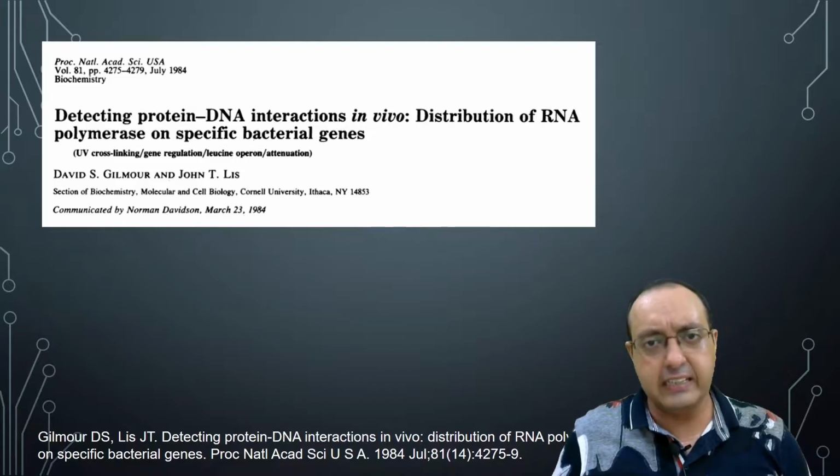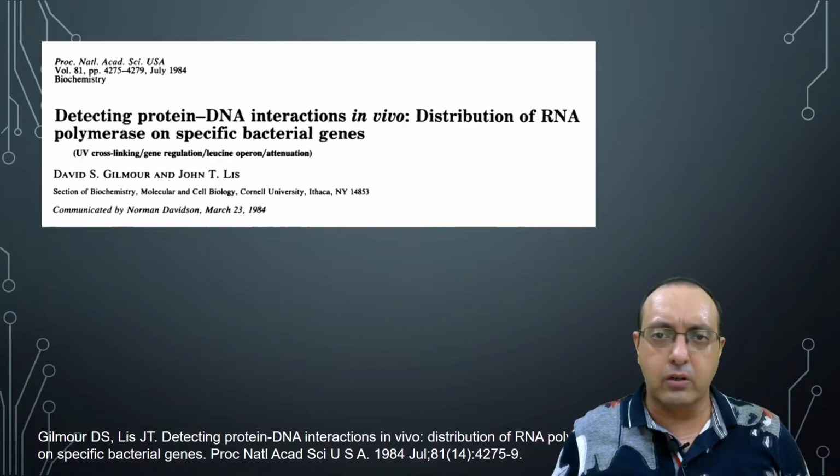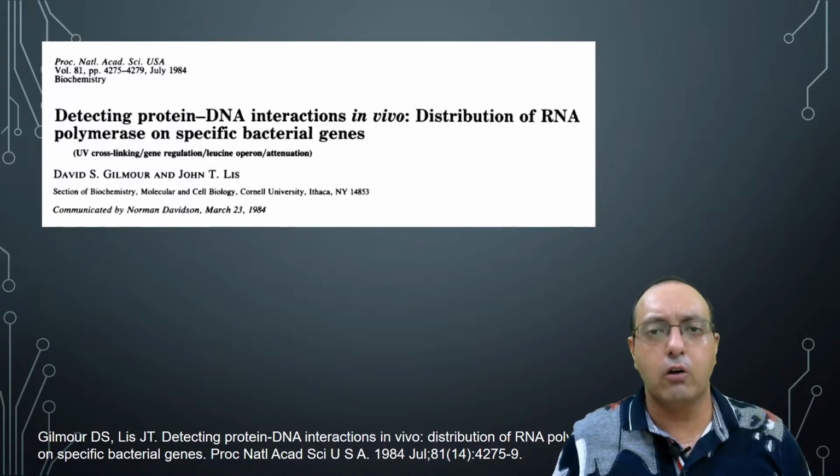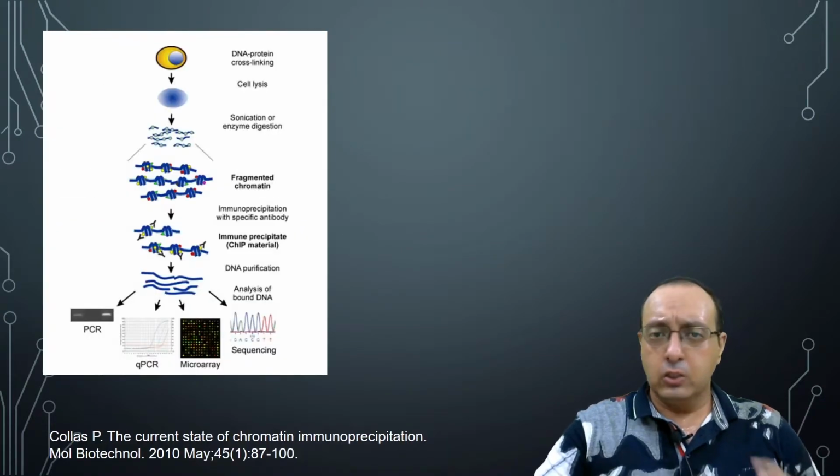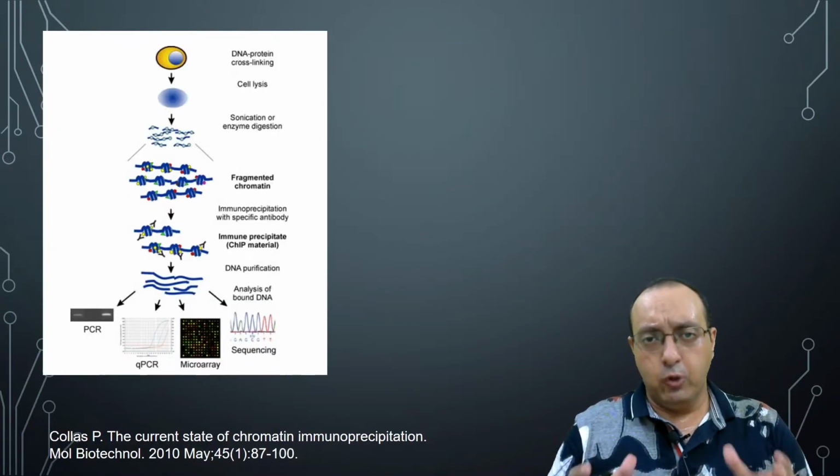So remember, this is the 1980s. PCR is not in popular use, and widespread use of PCR started all after 1990. Okay. So this is the overall idea of chromatin immunoprecipitation.